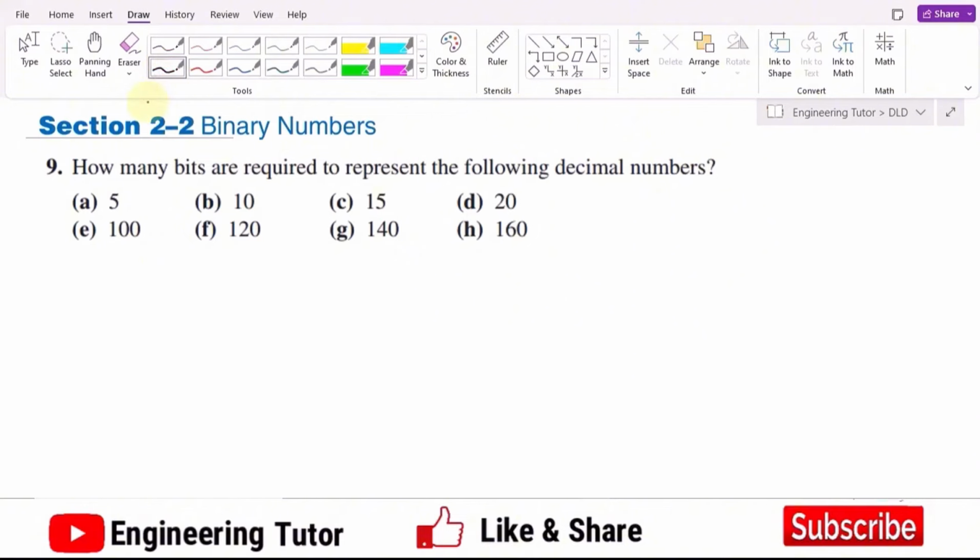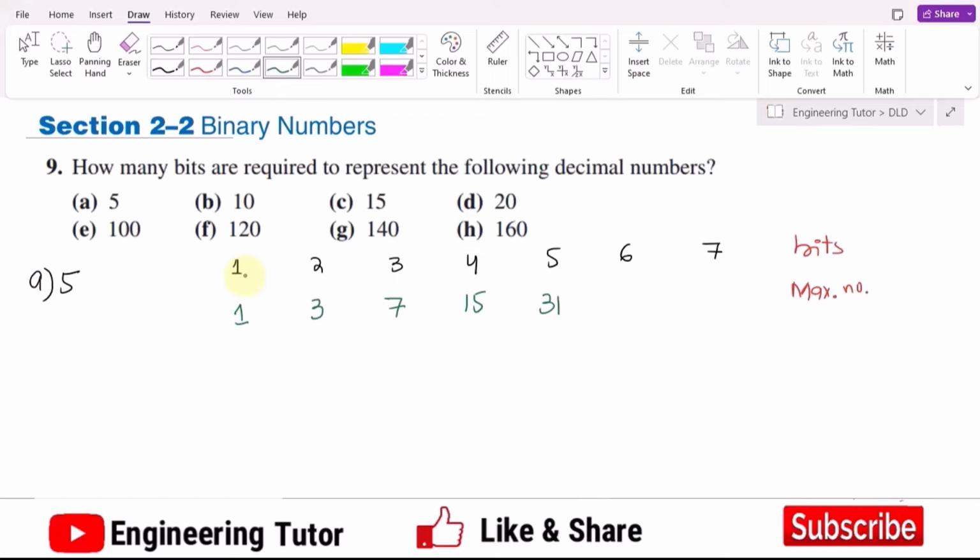So the first number here is this 5. So how would I approach these types of problems? If I have 1 bit, 2 bits, 3 bits, 4, 5, 6 or 7 bits. Okay, so these are the bits here, and the maximum decimal number which these can represent will be: with 1 bit the maximum number I can get is 1. With 2 bits the maximum number is 3. With 3 bits the maximum number is 7. With 4 I have 15. With 5 I have 31. With 6 I have 63, and with 7 I have 127.